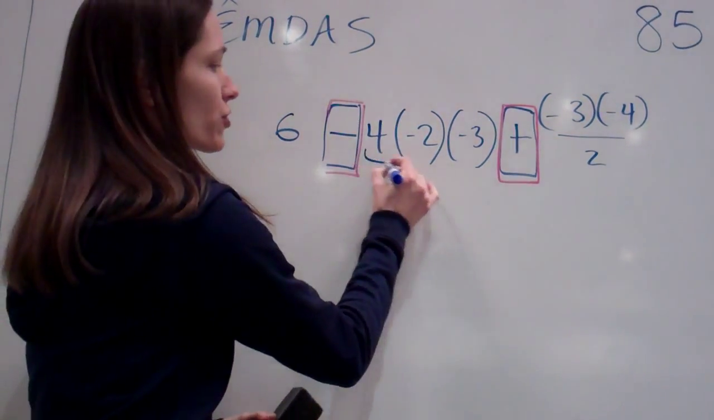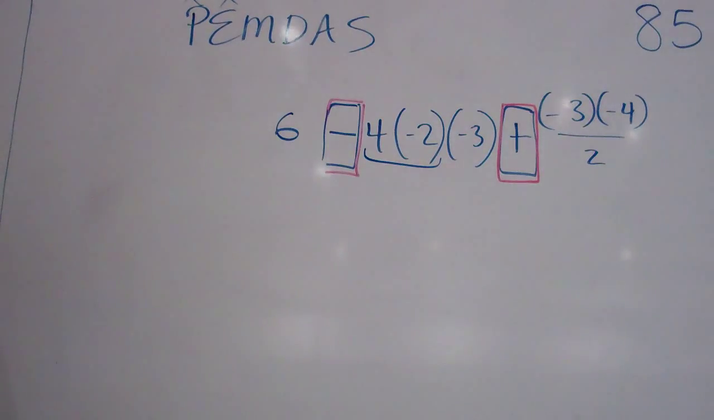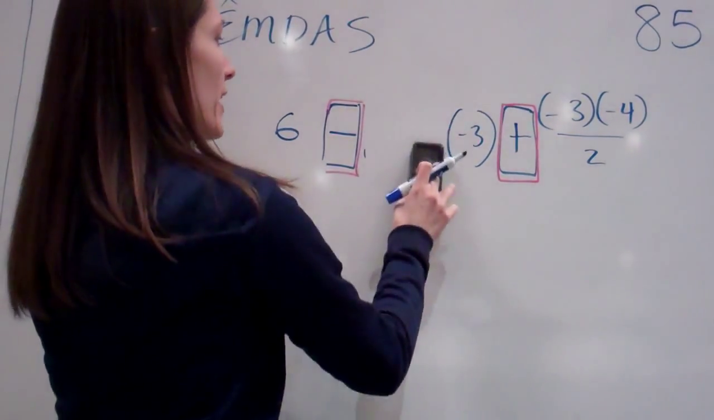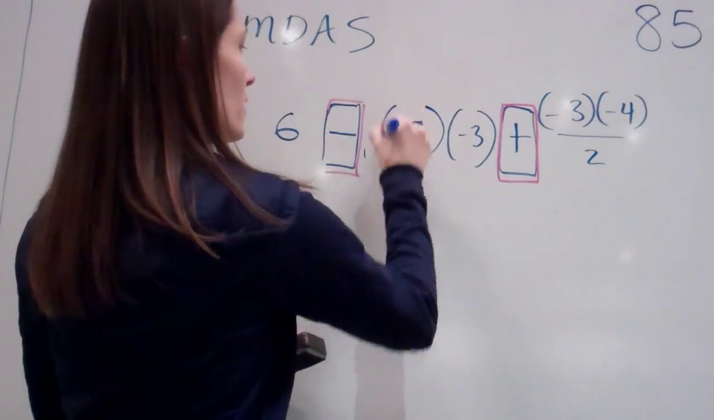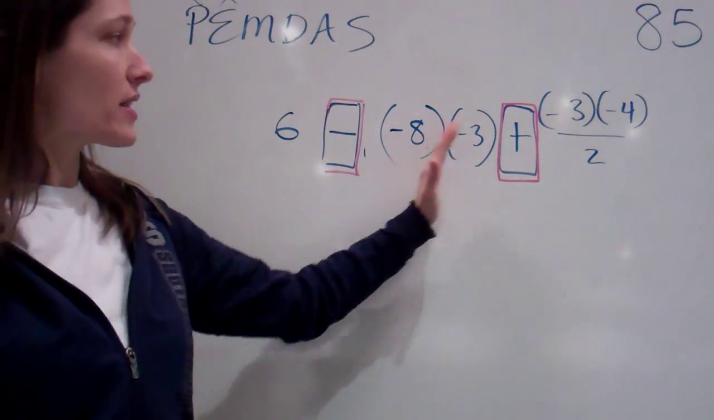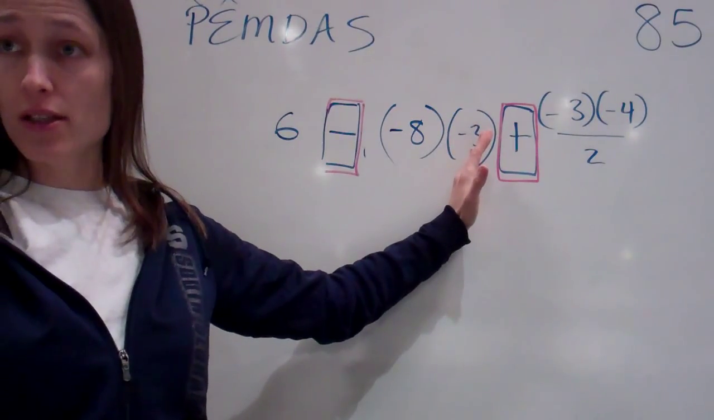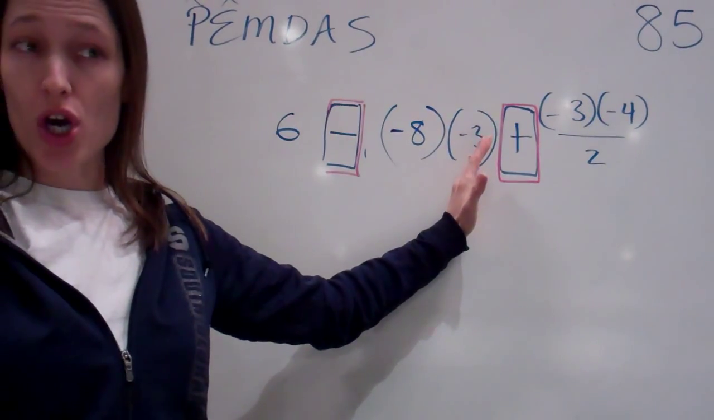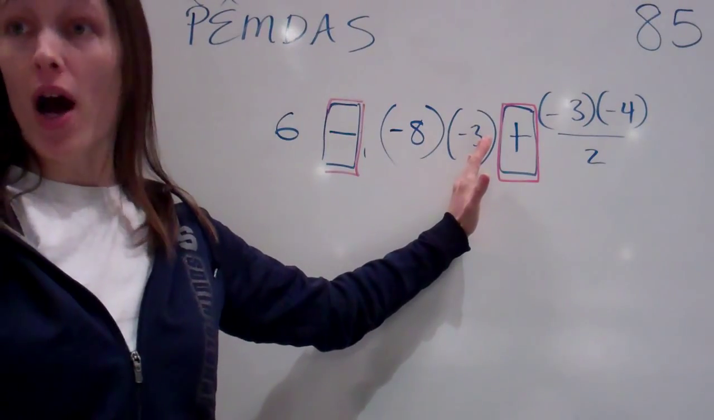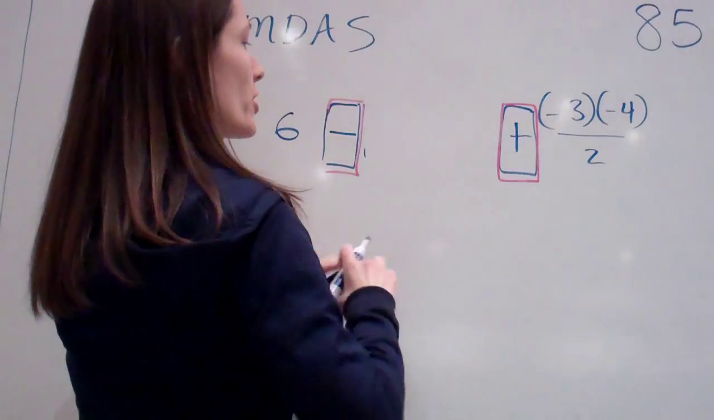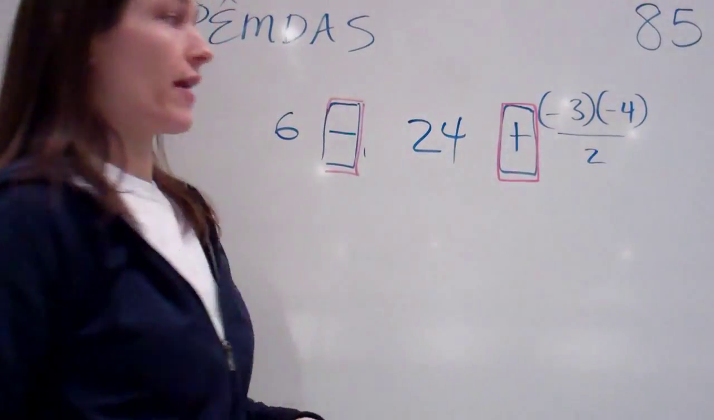So let's just take the first 2. What is 4 times negative 2? Different signs, so it's going to be a negative. So what is 4 times 2? 8. So it's going to be a negative 8 right here. Okay, and then negative 8 times negative 3. Same signs, so it's going to be a positive 24. 8 times 3 is 24. Same sign, positive. Very good. So I'm going to just put a 24 right there.